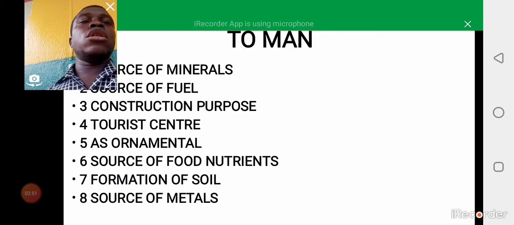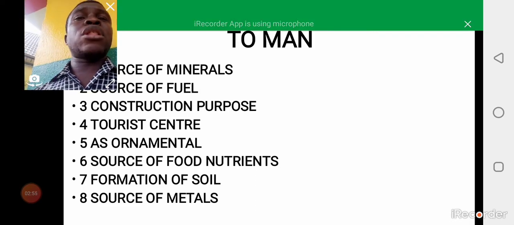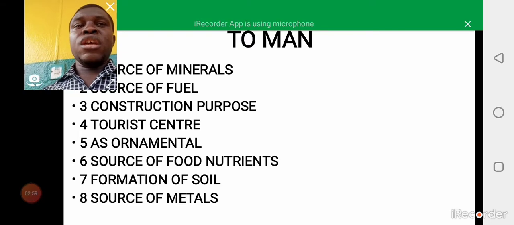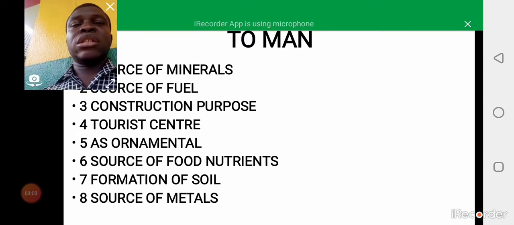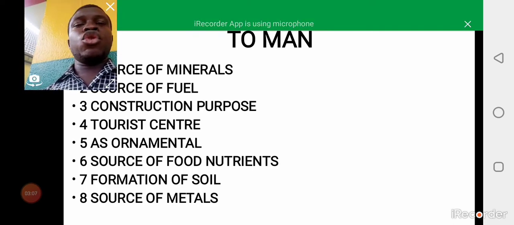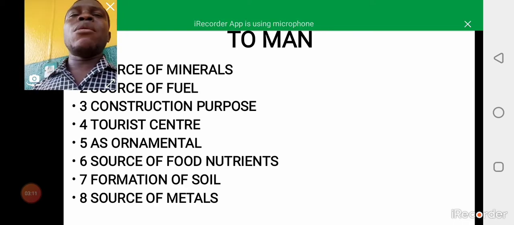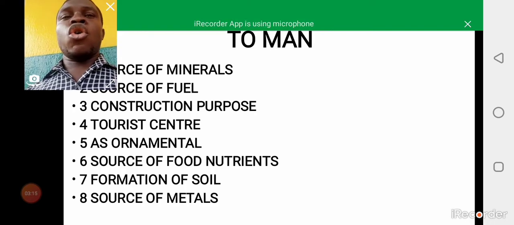Furthermore, now, the importance of rock to man. That is, how is rock important to man? 1. Source of minerals. 2. Source of fuel. 3. Construction purposes. 4. Tourist center. 5. As ornament. 6. Source of food nutrients. 7. Formation of soil. Now you can remember that when rock is broken down, it forms soil. Take note of that.